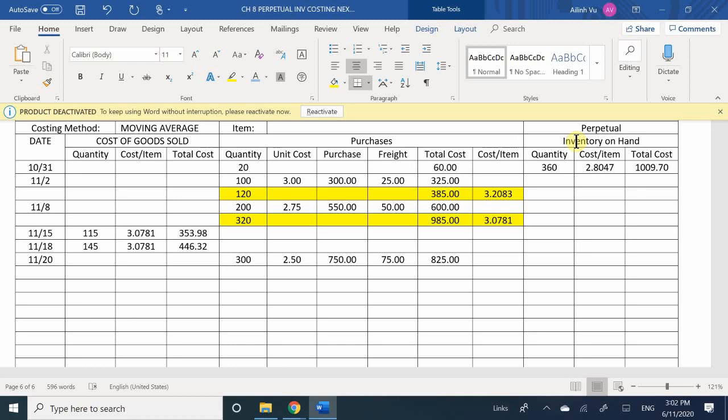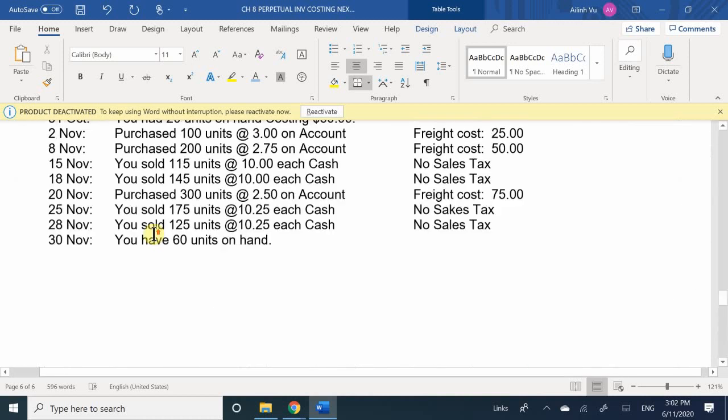So now it's 2.8047 for each item. So we dropped our cost per item very drastically, like 20 cents. Those 20 cents count for every item that you sell. That means 20 cents is huge on this worksheet. Exactly, 20 cents per item. That means we gain more money. So that's a really good thing.